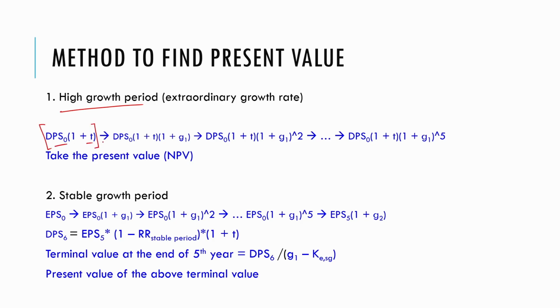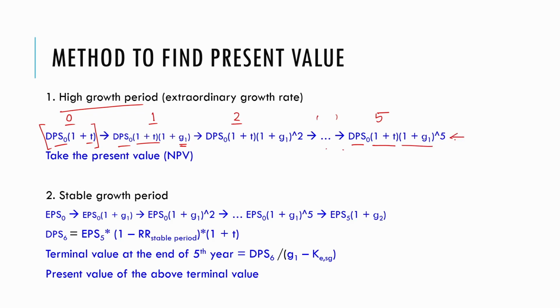is DPS 0. Of course, we will multiply it by 1 plus T, which is the marginal tax rate. Then we will project by increasing it by G1 in every year. That means DPS 0 into 1 plus T into 1 plus G1. This is your 0 year, this is your first year, second year, and so on. So this is 1 plus G1, this is 1 plus G1 to the power of 2, and so on. So 3 and 4 are here, and then this is year 5. So it is DPS 0 into 1 plus T into 1 plus G1 to the power 5.